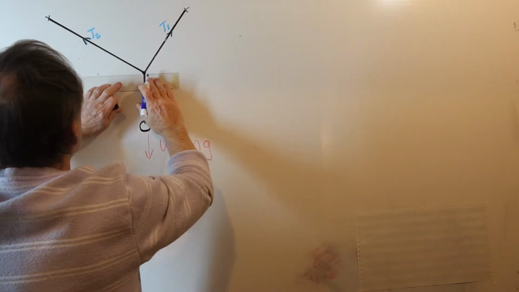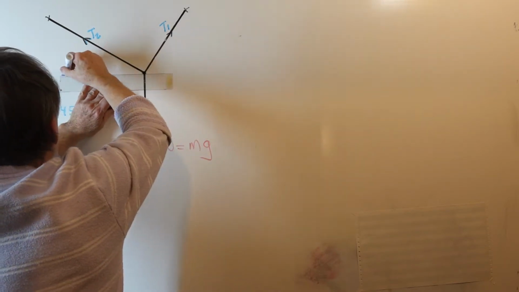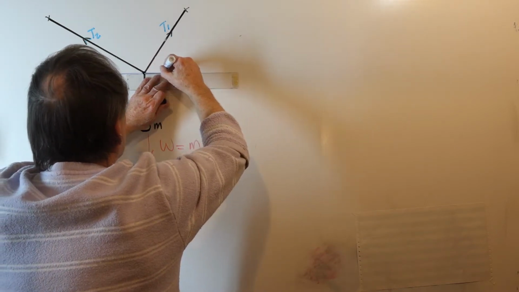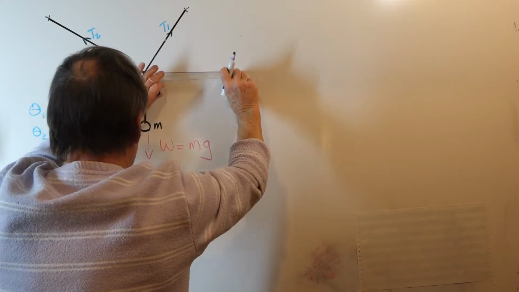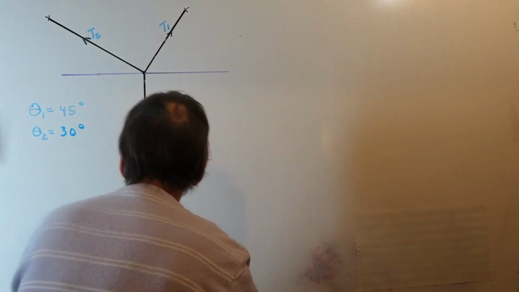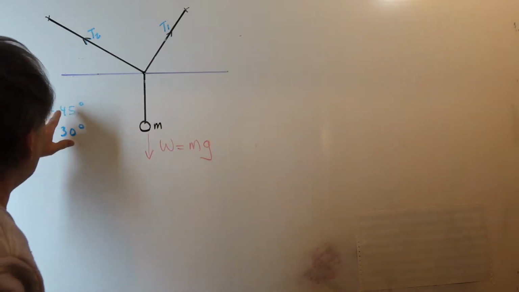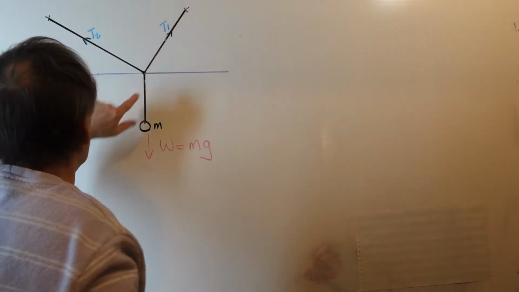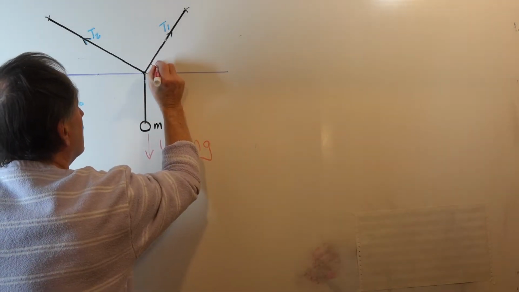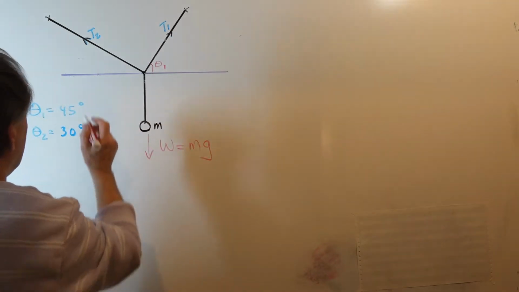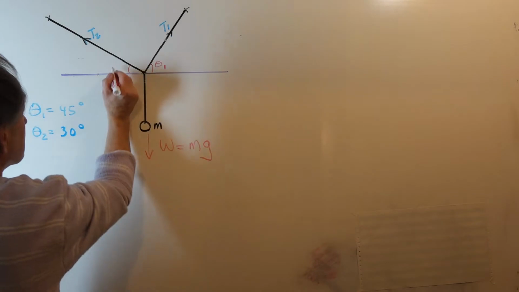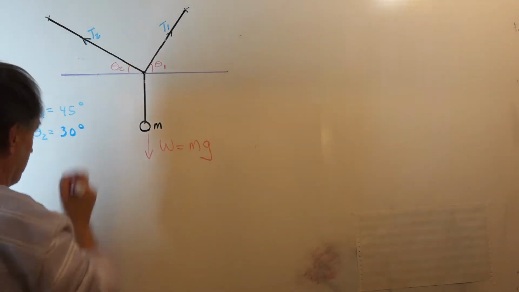So, let's draw a reference here in the horizontal, and then we need to know the angles of the two lines, and we'll be giving them. The angle that line 1 makes with the horizontal will be 45 degrees, which we'll call theta 1, and the angle that line 2 makes with respect to the horizontal, let's call that theta 2.